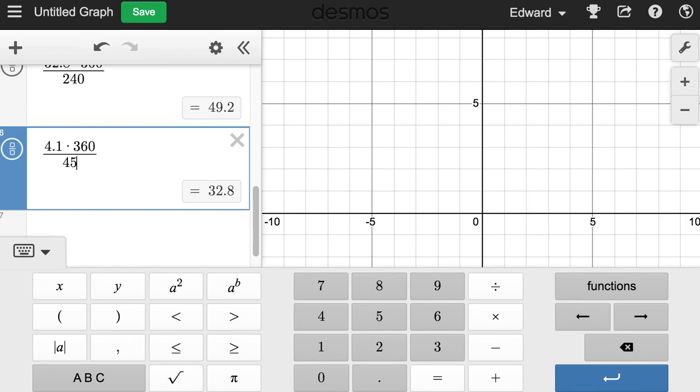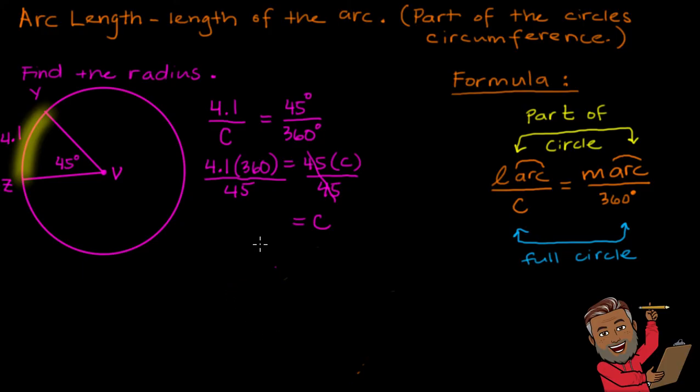So we're going to go back to our problem. We just found out that the circumference is 32.8. Hey, that's not bad, except that it wanted the radius. So this is what I'm going to do. Since I know my formula for circumference is pi times diameter, I can say that my 32.8 is just equal to my circumference, which is pi times diameter.